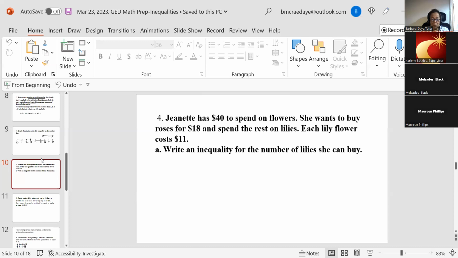She wants to buy roses for $18 and spend the rest on lilies. Okay, so she buys some. Maureen, you got an answer?